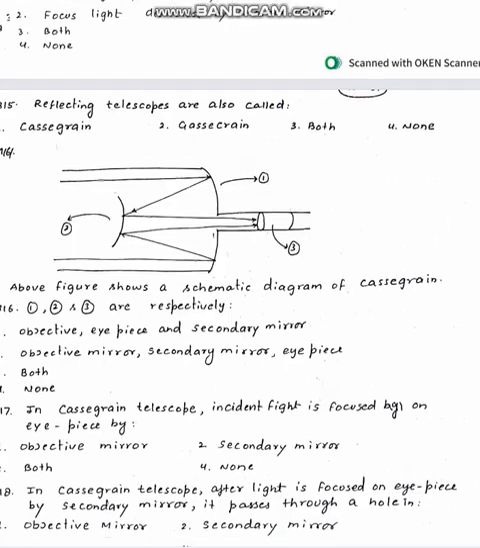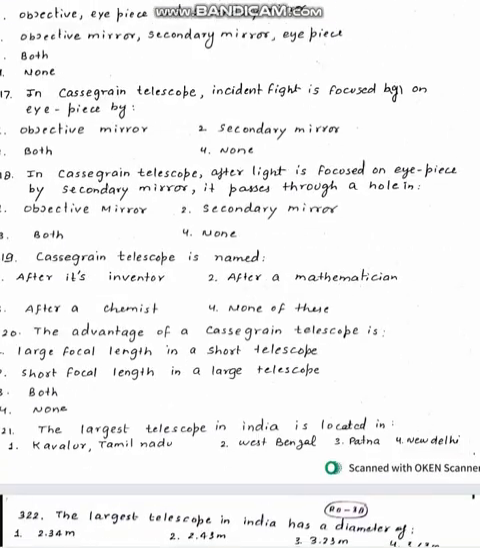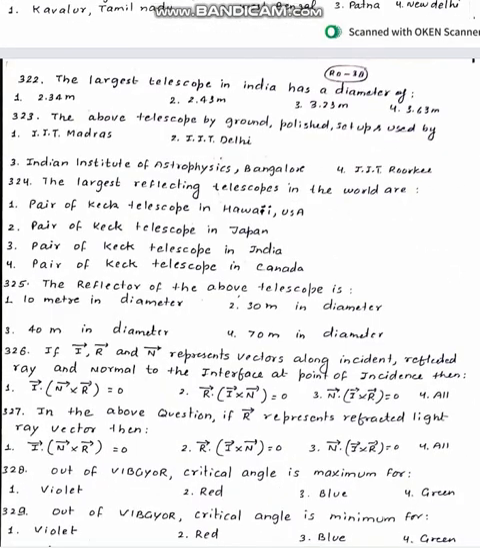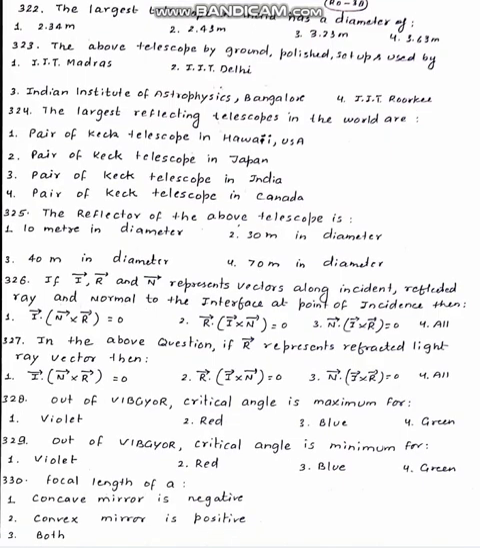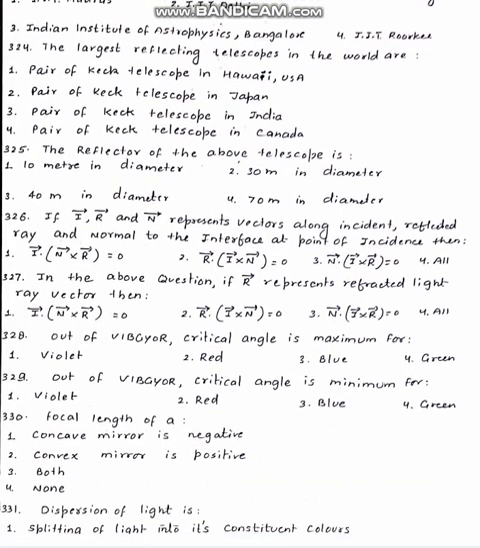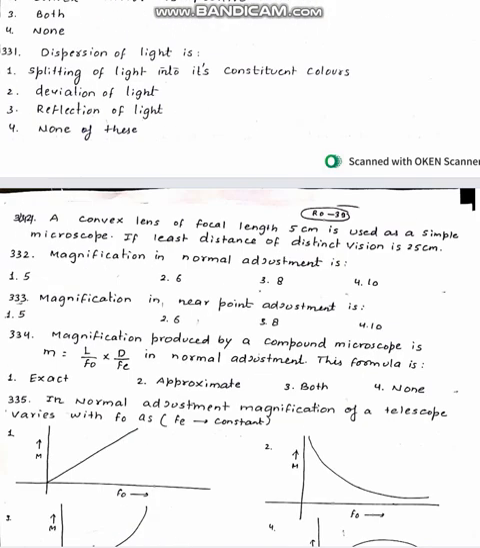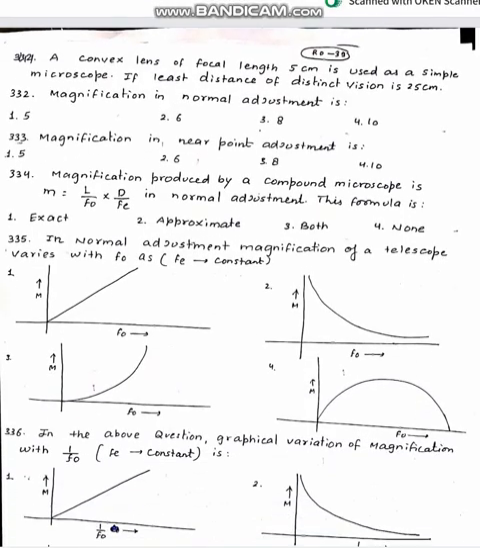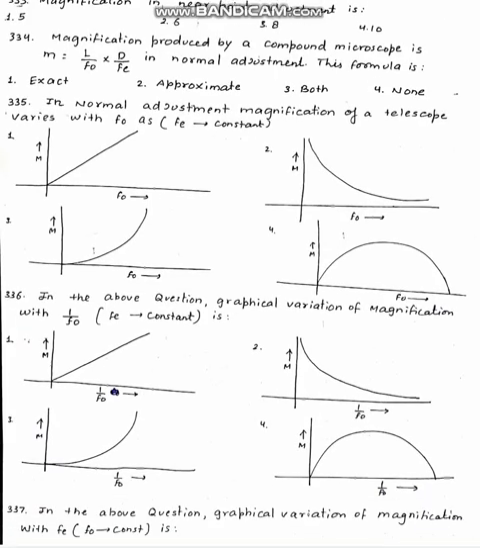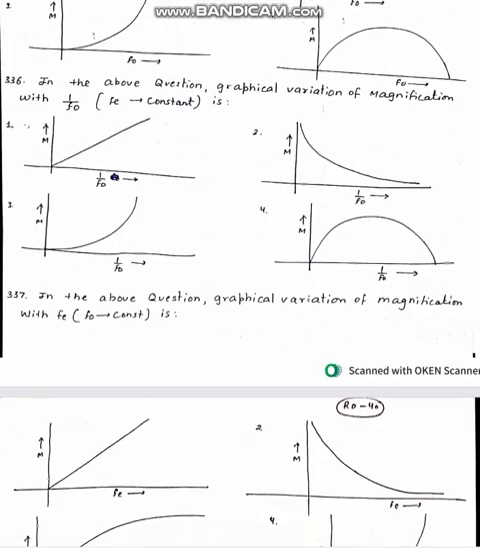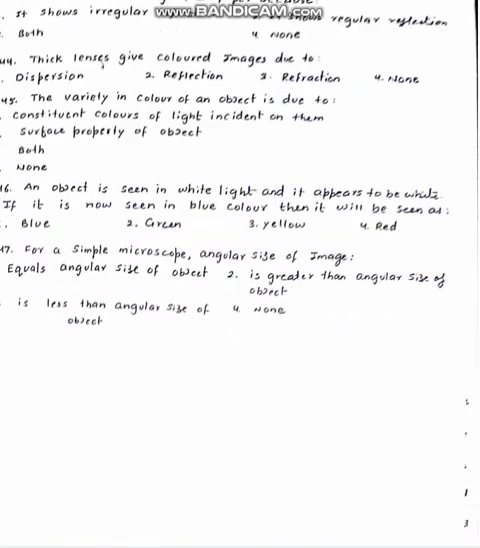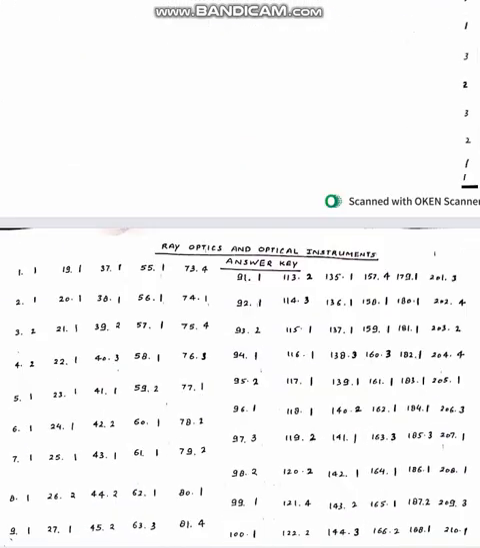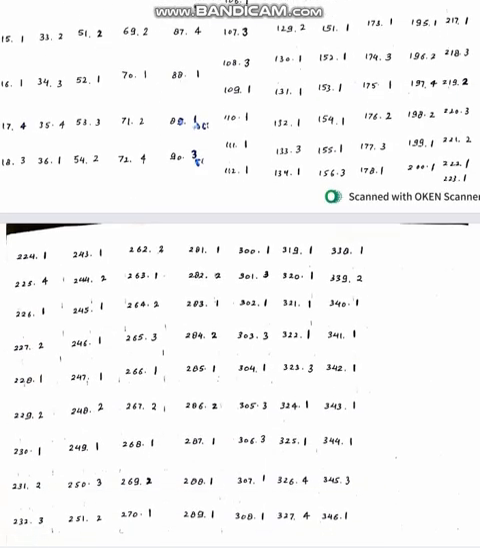Then we have reflecting type telescopes, objective eyepiece, its advantage, largest advantage. Then we have some vector relations between reflection and refraction, then out of viewer magnifications. Then we have normal adjustment magnification of telescope, graph related question on that. Then we have certain question based on simple microscope, and then this is the answer key.